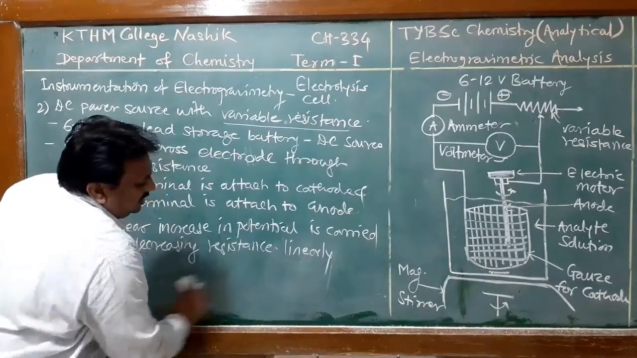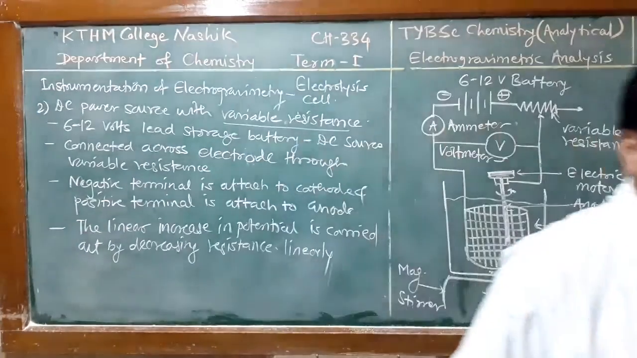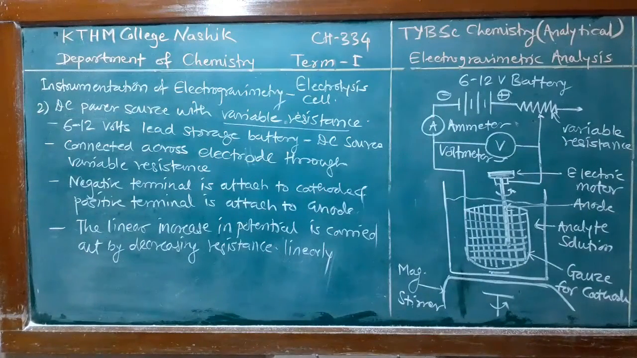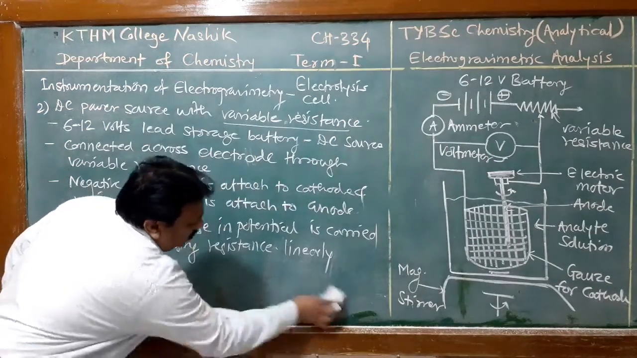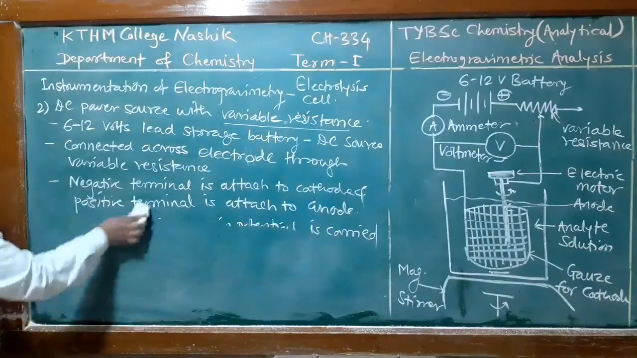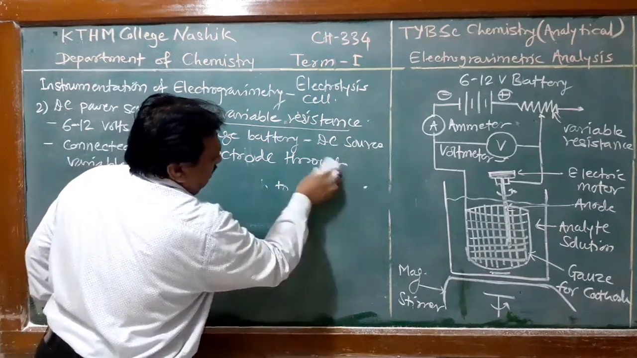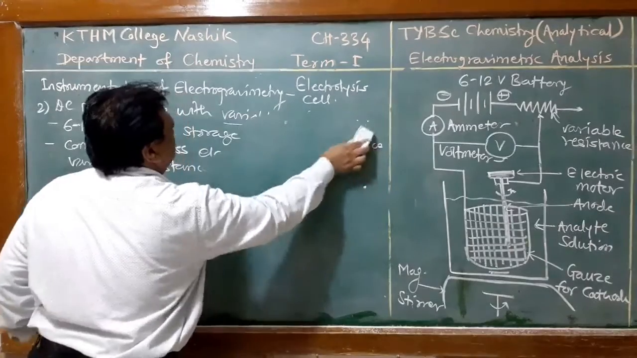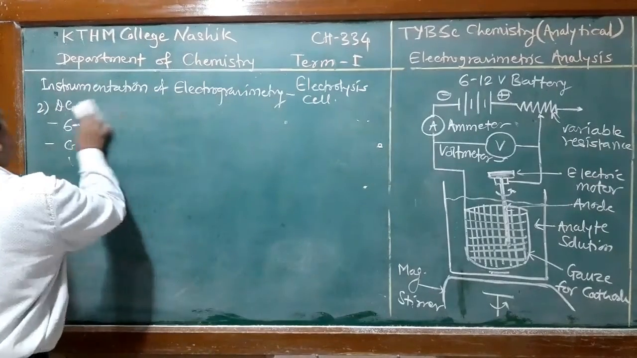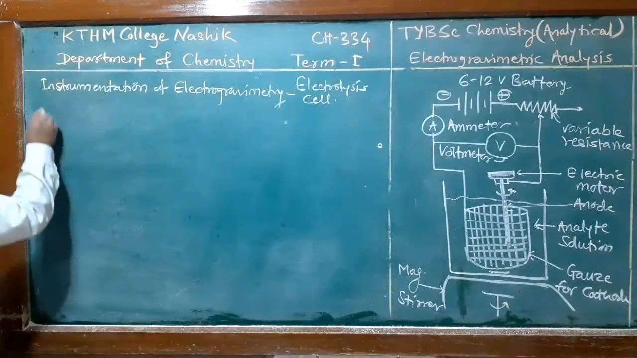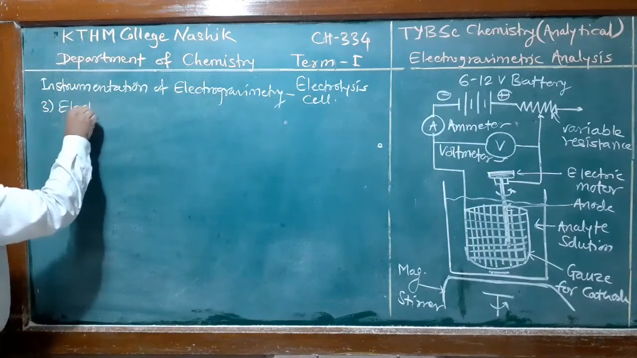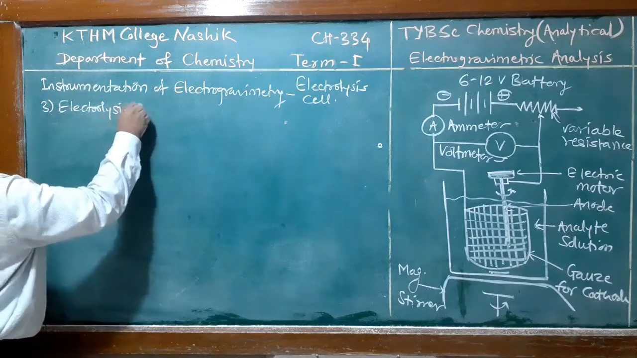Students, the next component is the tall form beaker or electrolysis vessel. The electrolysis vessel in the electrolysis cell is a tall form beaker. The third one is the electrolysis vessel.